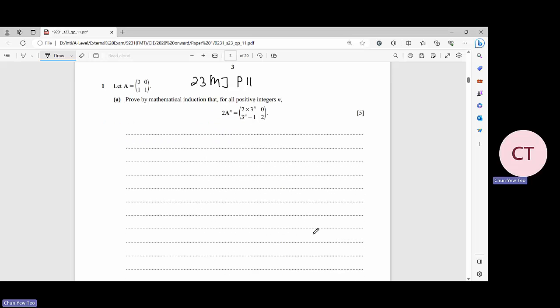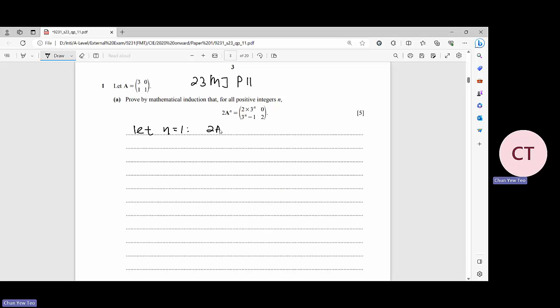Okay, so let's take a look at question number 1. Let A be a 2 by 2 matrix given as this. Prove by mathematical induction that for all positive integers n, 2A to the power n is equal to the given form. We need to use mathematical induction to prove the relationship here. So the first step, we just need to let n equal to 1.